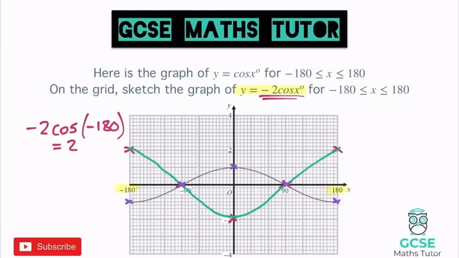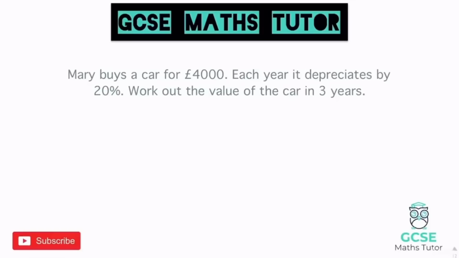Right, okay, so let's have a look at our next one. So Mary buys a car for £4,000. Each year it depreciates by 20%. Work out the value of the car in 3 years. So that word depreciate means it falls in value. Now again, with depreciation, it's similar to compound interest. It falls in value, but it falls in value based on its new price.